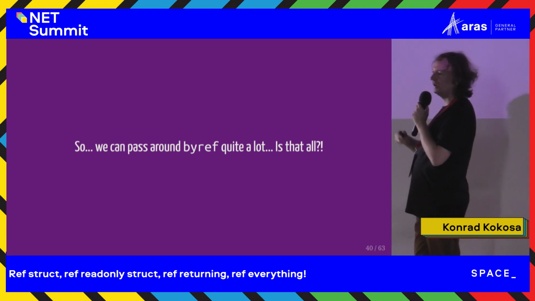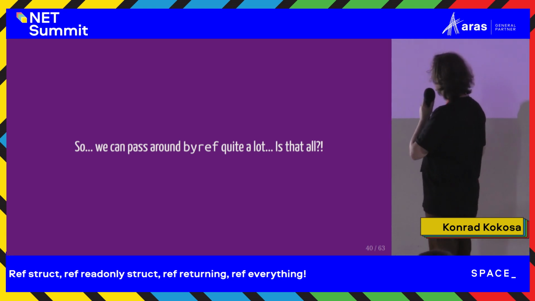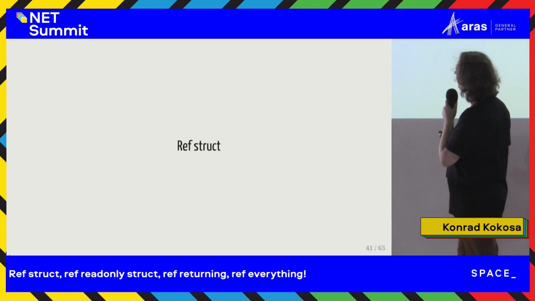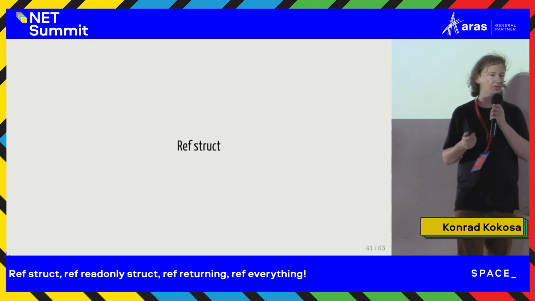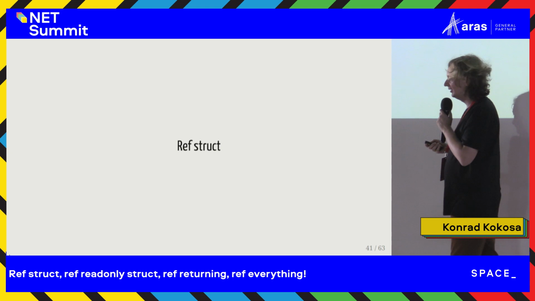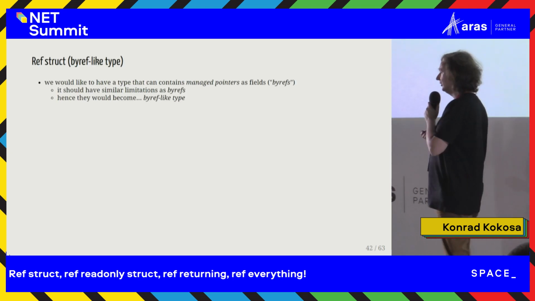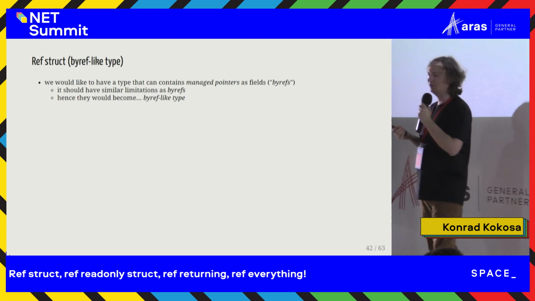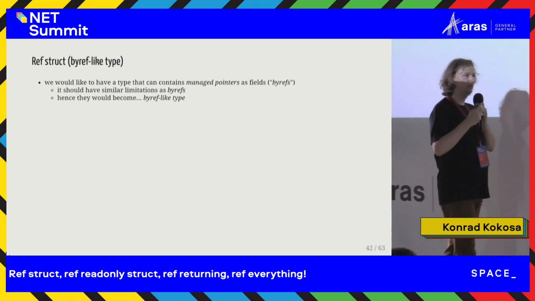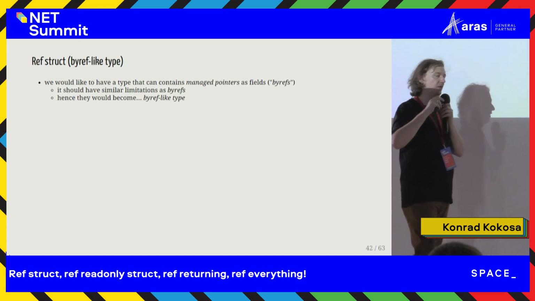So we can pass around a lot of things by reference, but is it all related to ref? No, because we have something like ref struct, which is an even more fancy thing. The rationale is that we would like to have a type that can contain a managed pointer, but a managed pointer can live only on things like local variables.